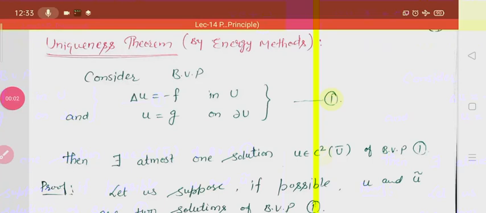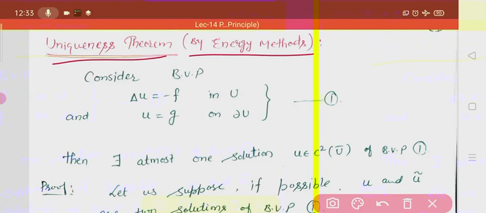Hello everyone. In the last video lecture we talked about the solution of boundary value problem in unit call. So today we will start with uniqueness theorem by the energy method. So what is the theorem?